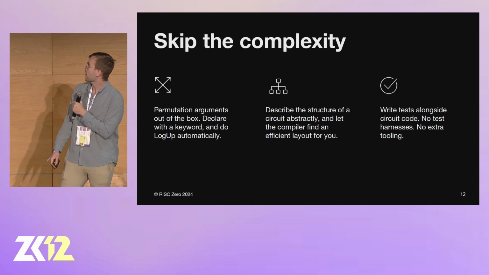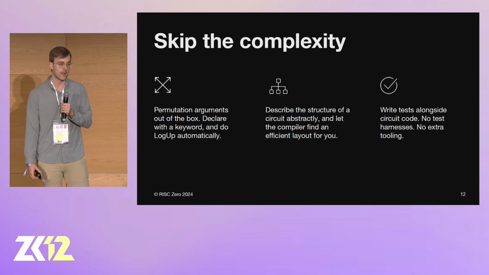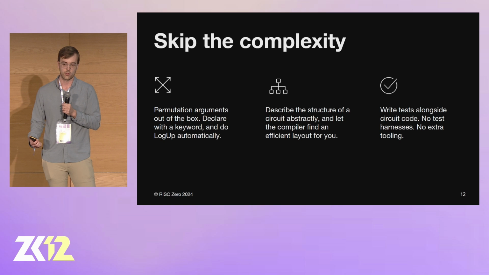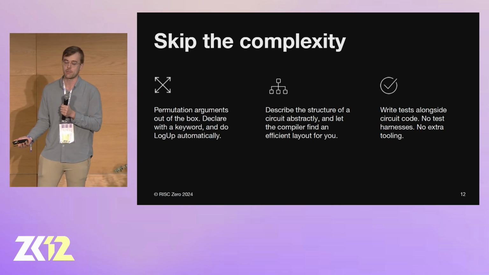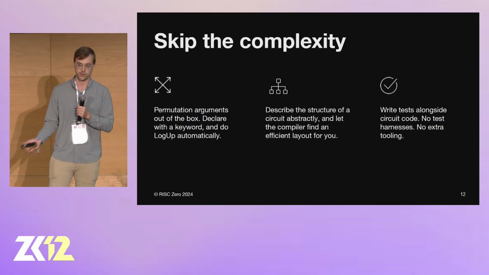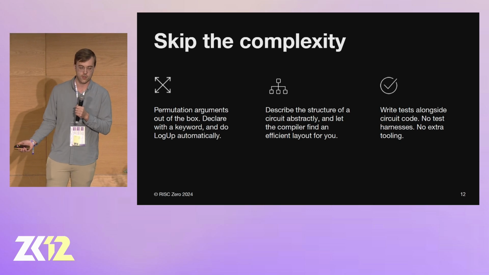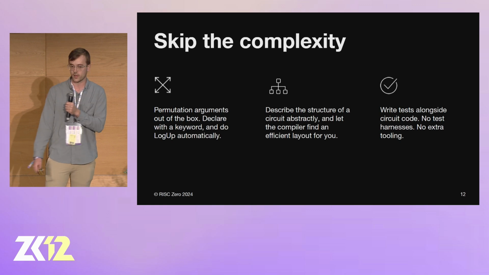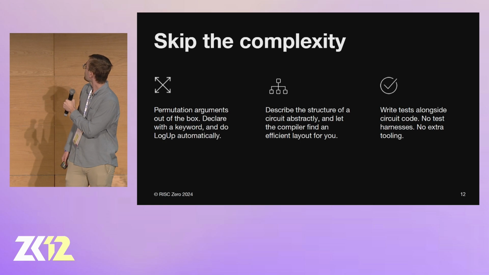Similarly, we have an abstract way to describe the structure of a circuit, which enables this sort of composition. You can abstractly describe the logic of the circuit that you want without having to bother with the particular column offsets or how things are precisely arranged in the concrete Stark implementation. And then the compiler can go and generate an efficient layout using a constraint solver at compile time.